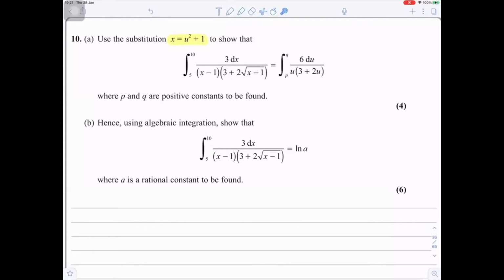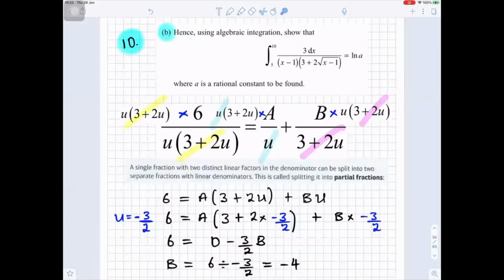Hence, using algebraic notation, show that the integral is equal to ln a, where a is a rational constant to be found. So for 10b, what we want to do is change that expression into partial fractions. You change the 1 into 2, and then after that it will be easier to work with.